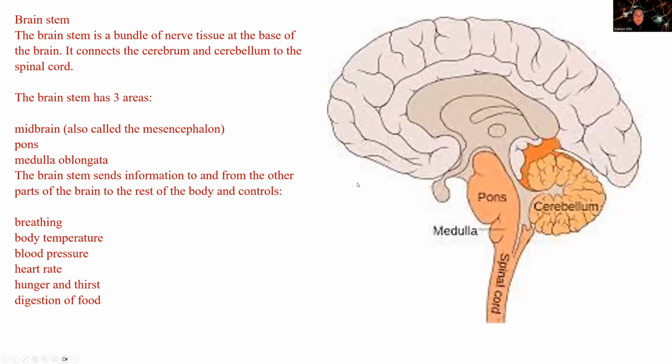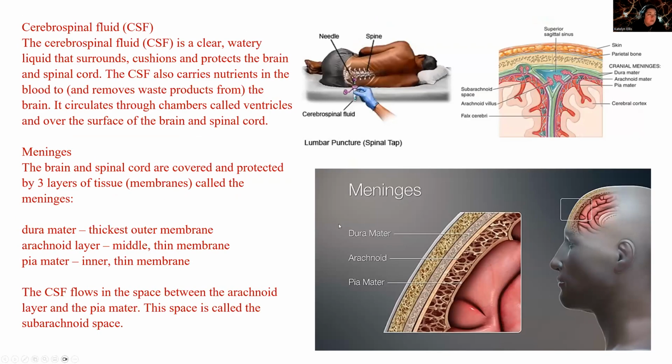The brain stem is a bundle of nerve tissue at the base of the brain. It connects the cerebrum and cerebellum to the spinal cord. The brain stem has 3 areas. There is the midbrain, also called the mesocephalon, the pons, and the medulla oblongata. The brainstem sends information to and from the other parts of the brain to the rest of the body, and it controls breathing, body temperature, blood pressure, heart rate, hunger and thirst, and the digestion of your food. So it is controlling a good portion of your enteric nervous system that we talked about.